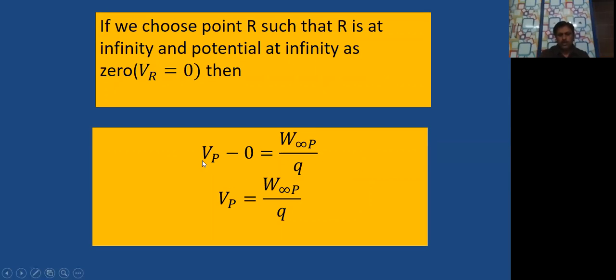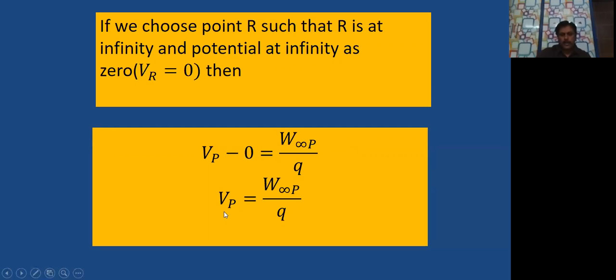Okay. So I suppose I am clear with the equation what I am writing on the screen. Vp minus 0 is equal to the work done in moving the charge from infinity to P by the charge value. That is work done per unit charge. So Vp minus 0 is how much? Vp is equal to W infinity to P by Q.